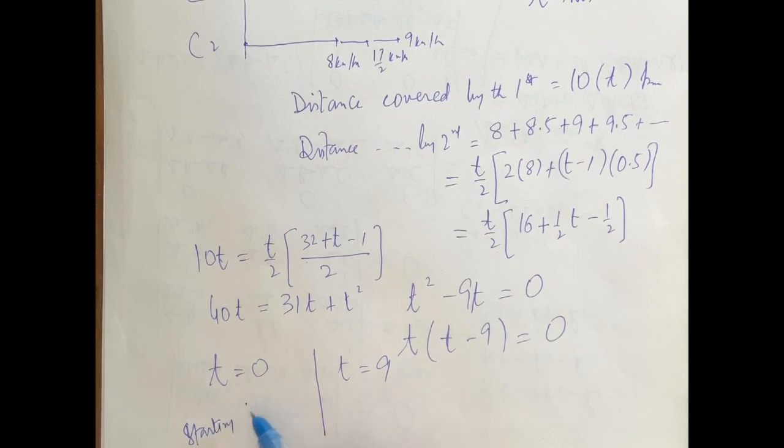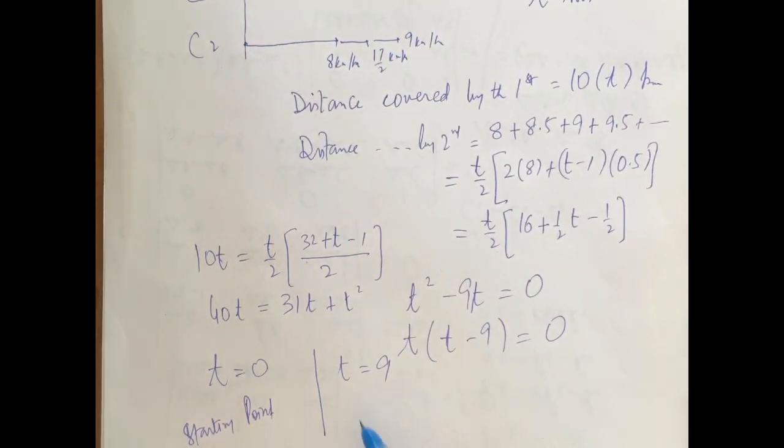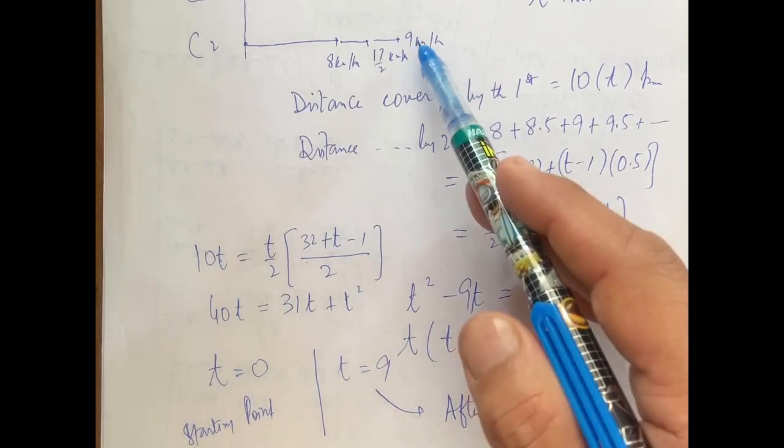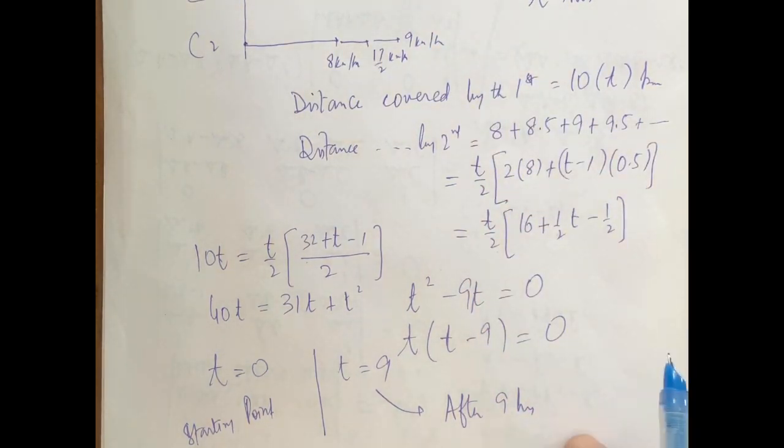So when they are at the starting point, they are at the same place, and after that t is equal to 9. That means after 9 hours the second cyclist will overtake the first. So 9 hours is the time.